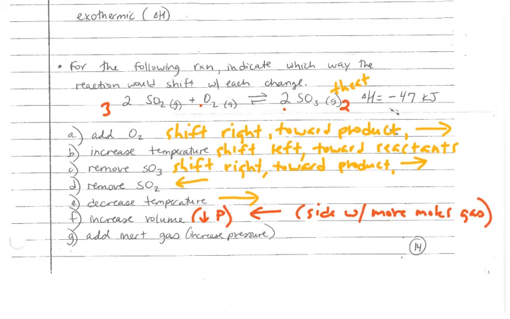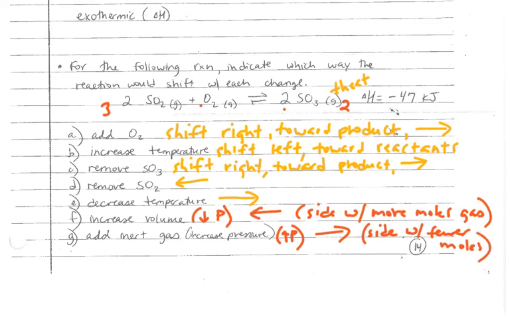All right, if we add an inert gas, so add some gas that will just fill up space and create pressure but not actually be involved in this reaction, it doesn't react, then adding an inert gas is another way to increase pressure. If we increase pressure, it will go toward the side with fewer moles, which is the product side.